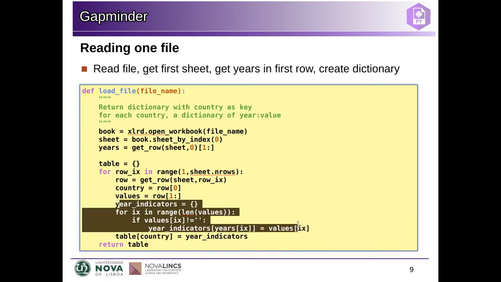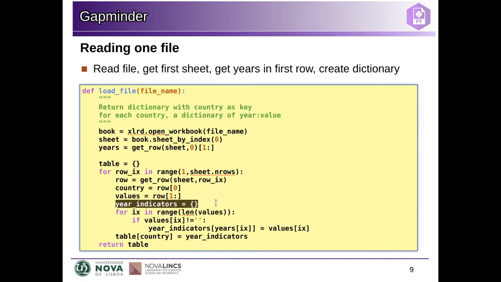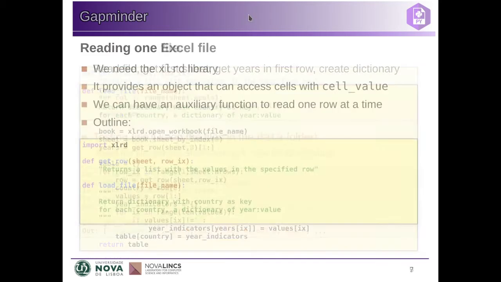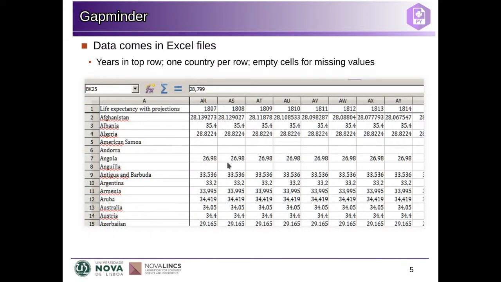And then here we build the dictionary for this particular country. We start with an empty dictionary, and for each index of this values list, I'm going to check if there is something in that cell. So if the value there is different from an empty string, I will add a new entry to my dictionary, which has the corresponding year and the value I find there. So what I need to do here is to have a loop that will go through each column and match each year to the corresponding value. So the first year on the list goes with the first value, the second one with the second value, and so on.